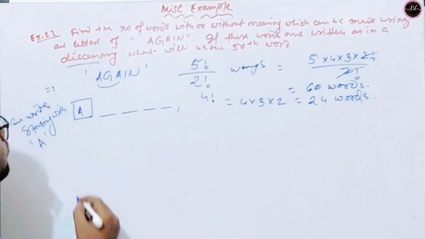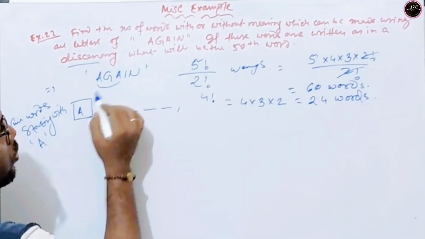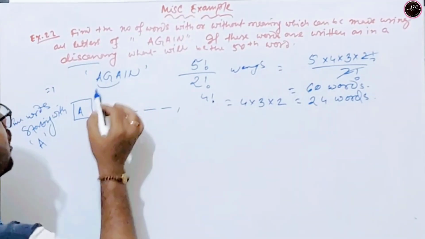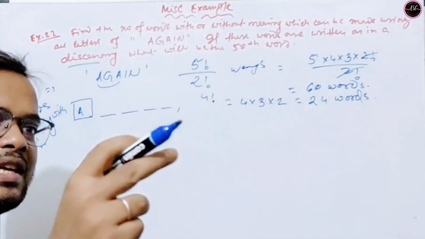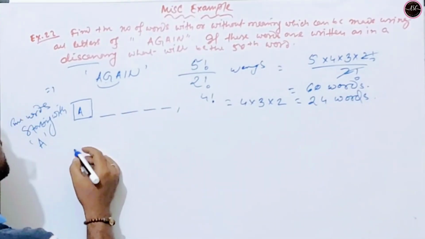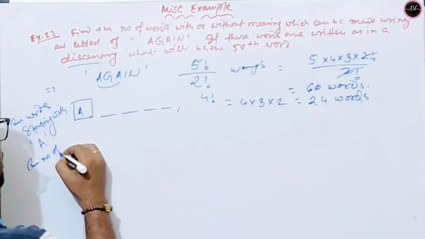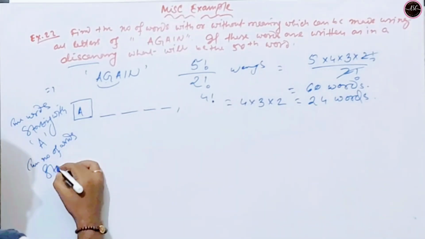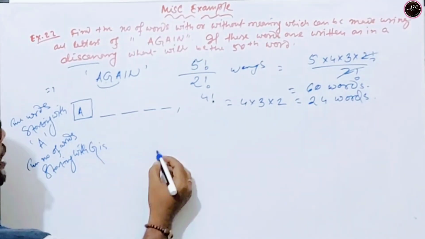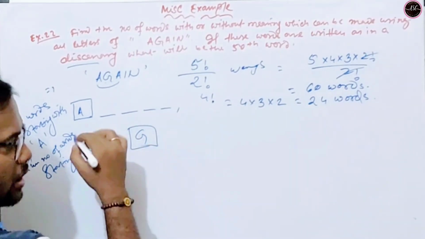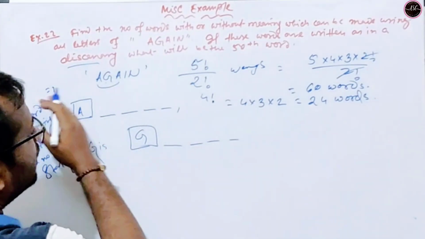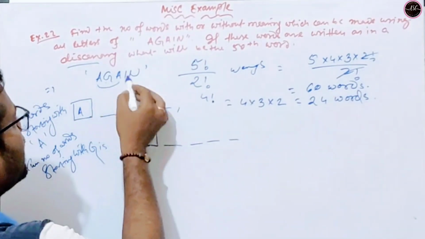Okay, now after A, which letter will start? Here just look, G will start, because A, B, C, D, E, F, G. So G will start. So the number of words starting with G is, here we fix G at first, then there are 4 letters. If we remove G, there is AAIN.